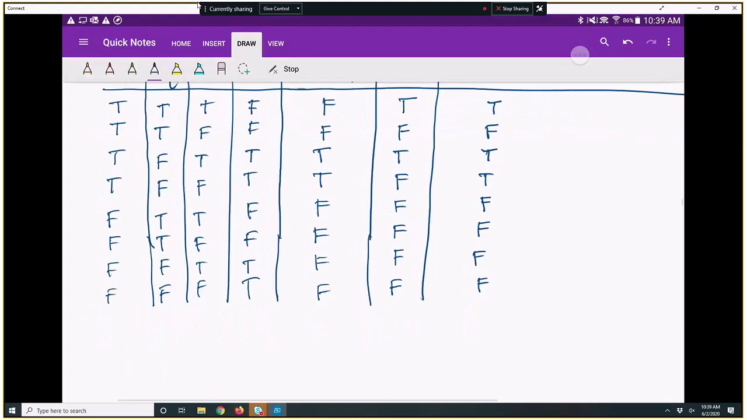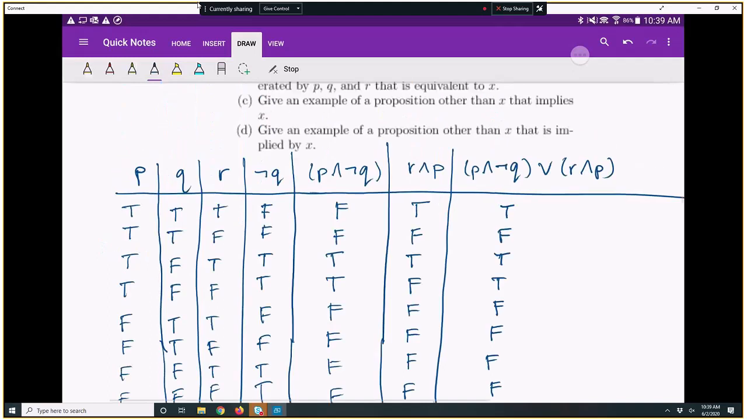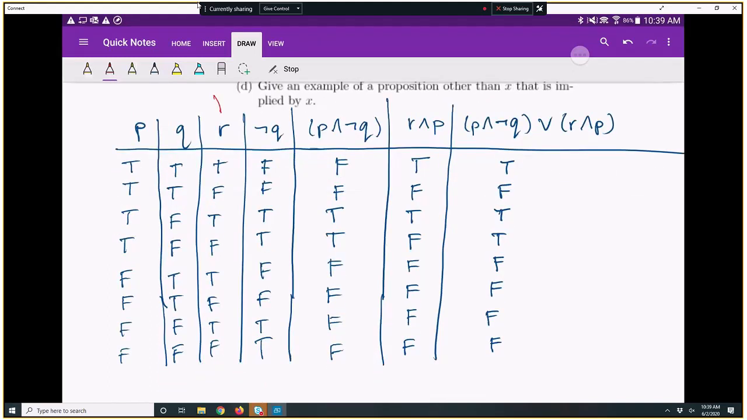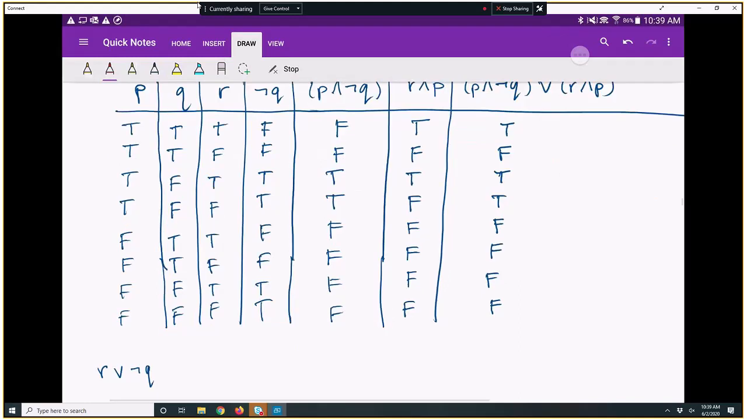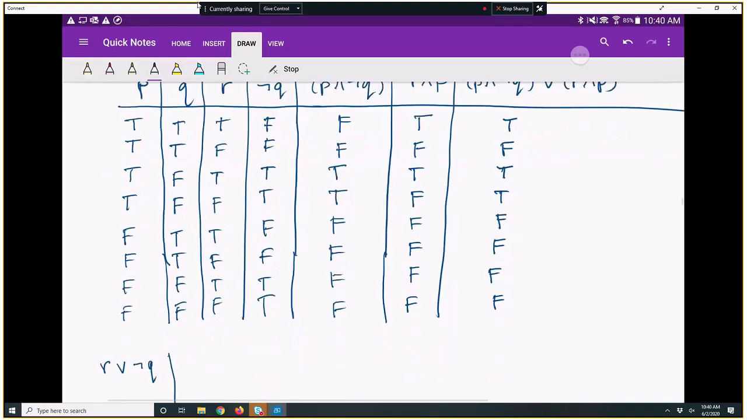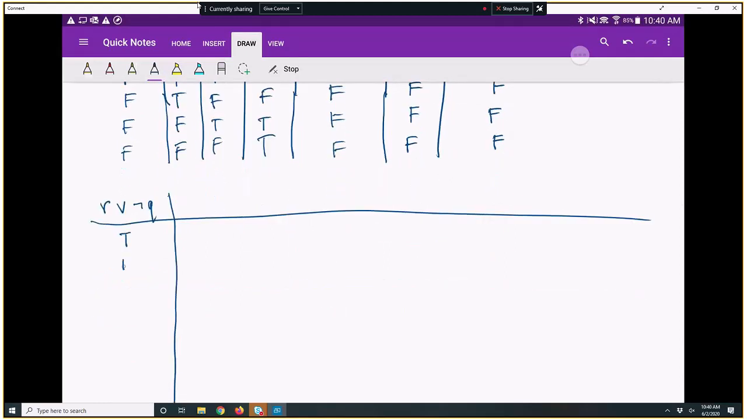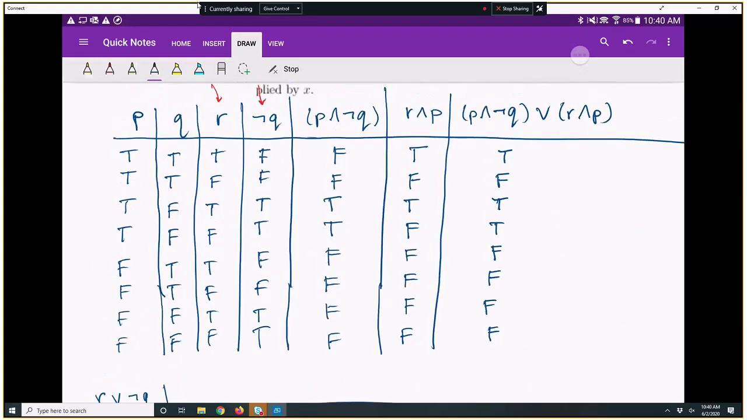Let's start by writing R or not Q. I already have a column for R and I have a column for not Q. So R or not Q will be true, then false, then true, then true. Then it looks like it's true, false, true, true.